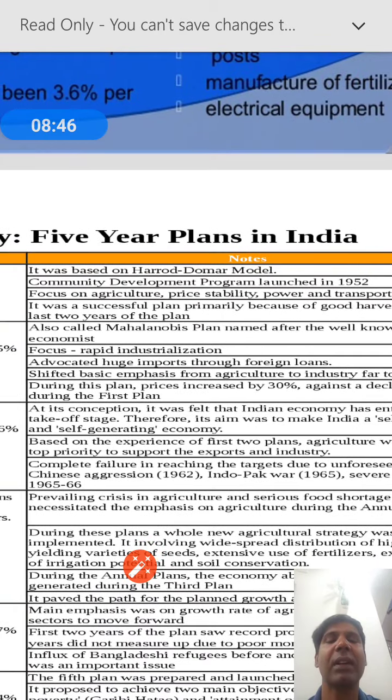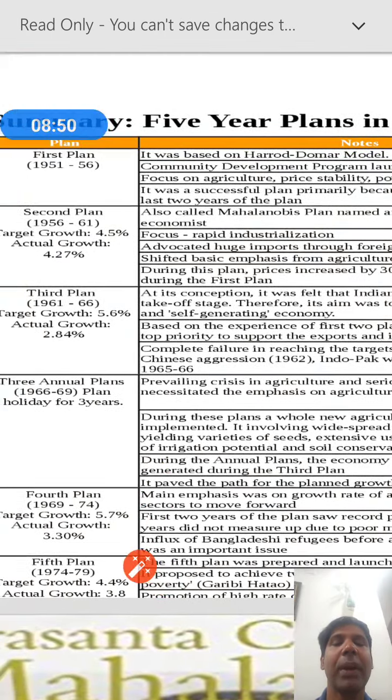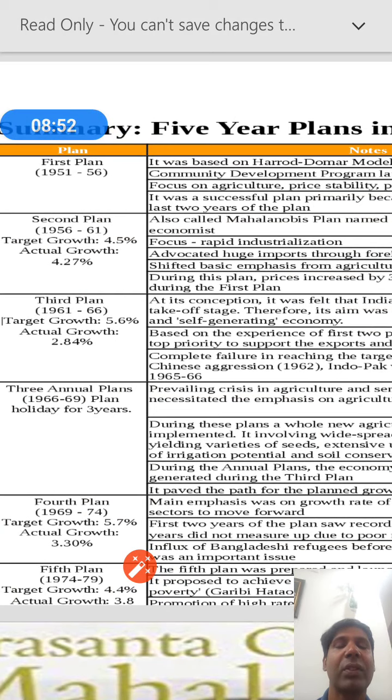What are the things that are needed? The first plan, 1950 to 56, focused on agriculture development, and the second plan, 56 to 61, mainly focused on industrialization.